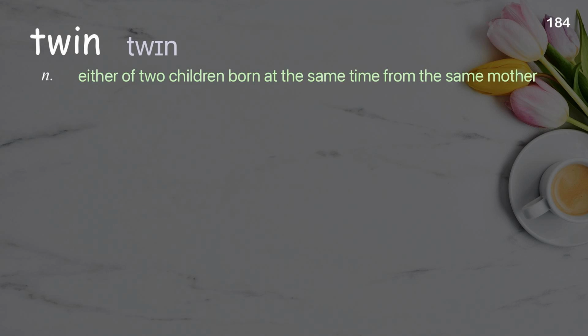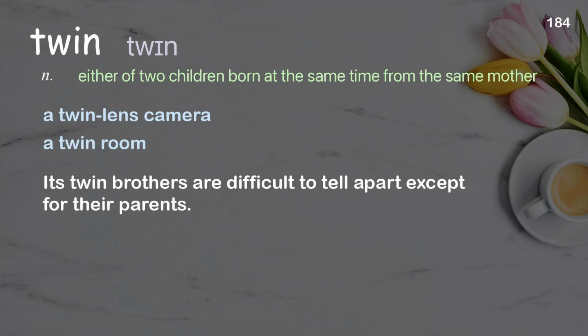Twin. Either of two children born at the same time from the same mother. Examples: A twin lens camera. A twin room. His twin brothers are difficult to tell apart except for their parents.